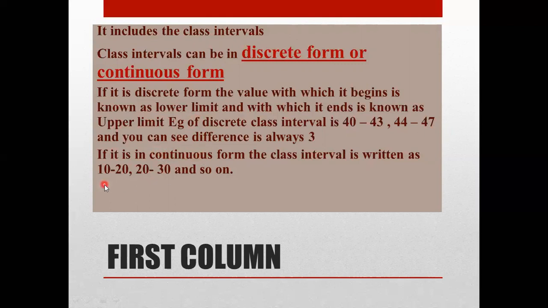Now the second type is the continuous form. So here I have written it for you. So 10 to 20. Here you can see the upper limit and the lower limit. The lower limit of the first class interval is 10 and the upper limit is 20. Then you can see over here, the lower limit of the second class interval is matching the upper limit of the first class interval, means it is the same.